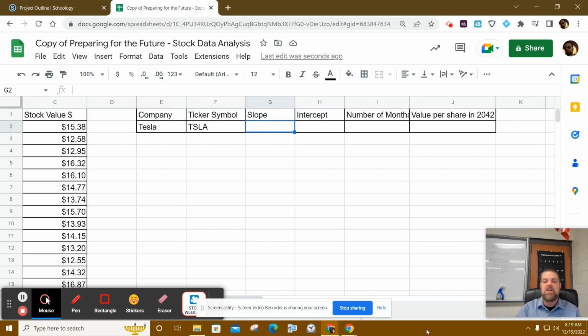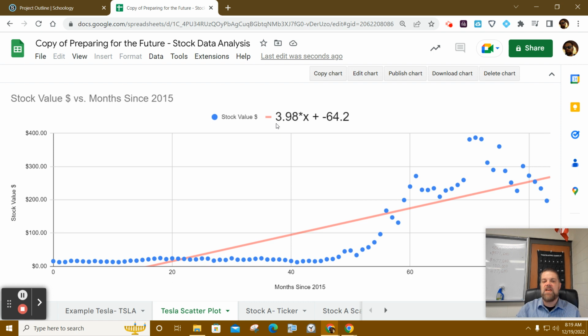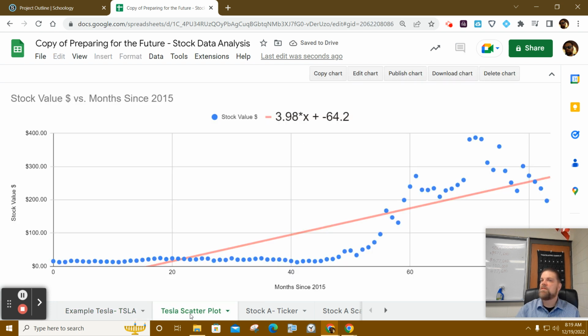Anyways, let's finish this. What I'm going to do is go to the scatter plot, which has calculated the line of best fit. What's the slope? Can somebody tell me? Raise your hand. Yes. In this particular case, the slope for that linear equation is 3.98. I'm just going to type that value in. What's the y-intercept? Yes. Negative 64.2.